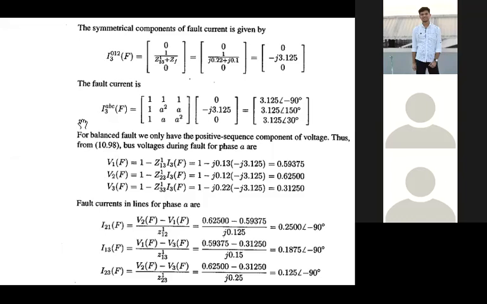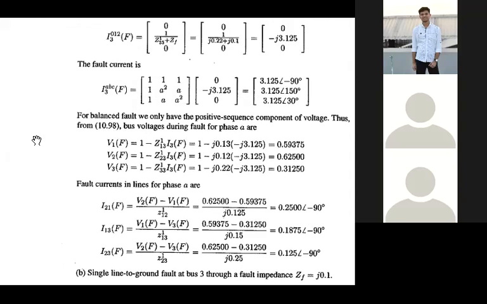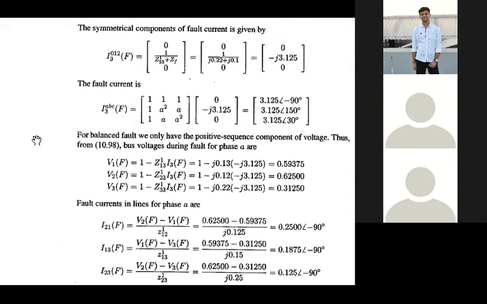Now you can apply the similar concept for other faults as well. Sir, one small question: when we found the V1, V2, V3, why did we subtract it from 1? 1 minus, why did we do that? 1 minus, actually the pre-fault voltage or per unit voltage for the value of V1, it was initially 1.